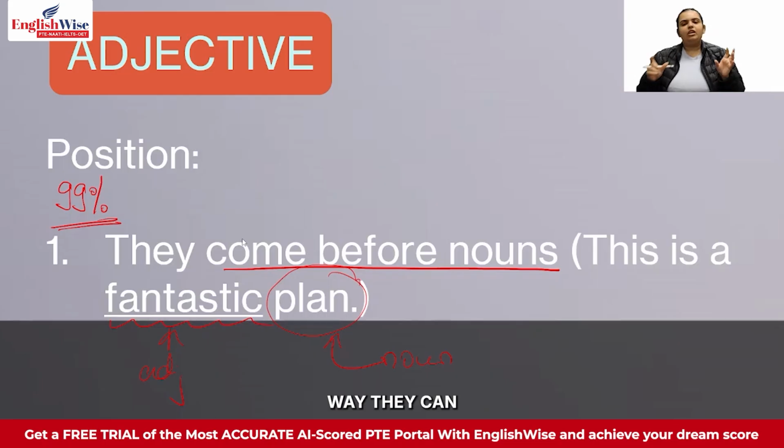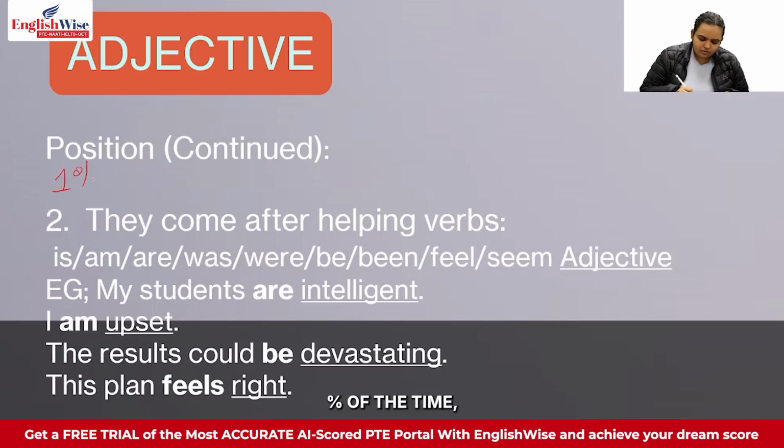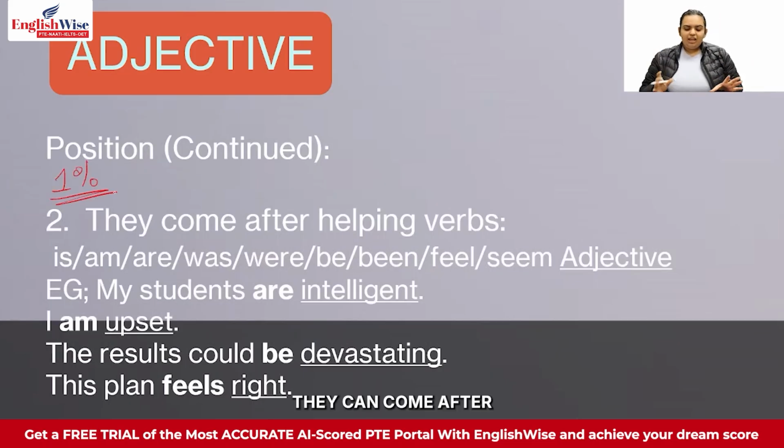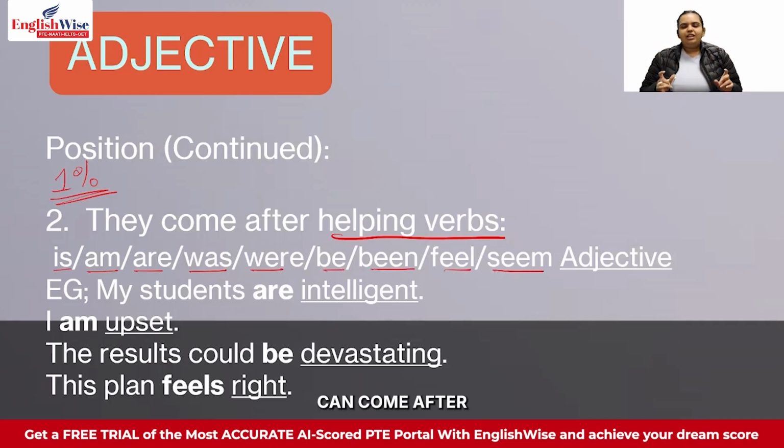So that is the way they can describe that noun. So when I say this is a plan, what kind of a plan it is? It is a fantastic plan. So if the word fantastic comes right before the word plan, then it can give it a description. And what happens is the other 1% of the times they can come after helping words. Now what do I mean by helping words? Helping words are words such as is, am, are, was, were, be, been, feel or seen.